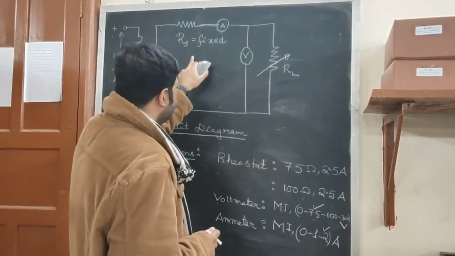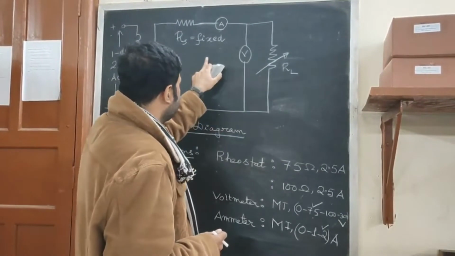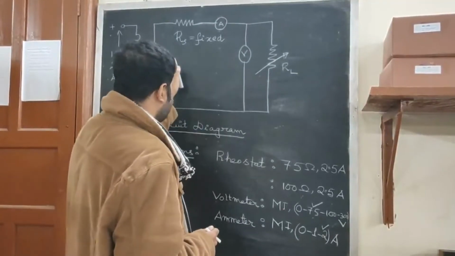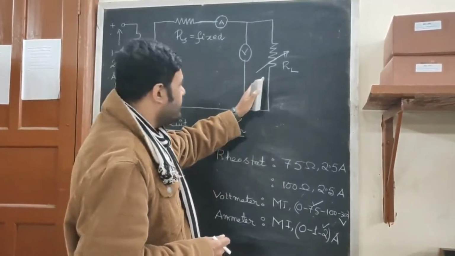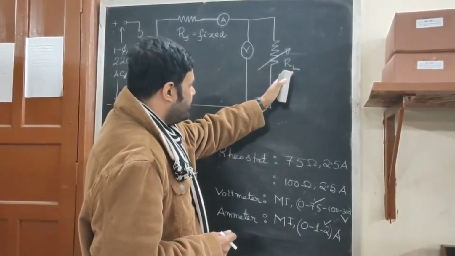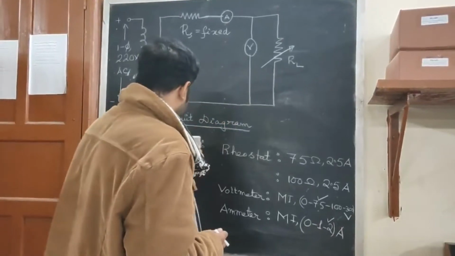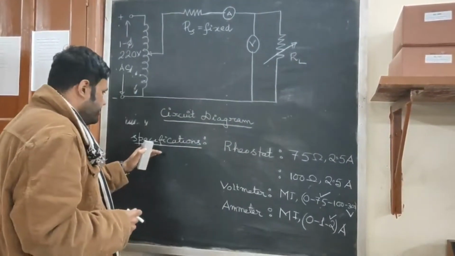Our objective is to determine the value of RL, the load resistance, for which the transfer of power from the source to the load will be maximum. The theoretical coverage of this is probably already done in your class, so we are going to talk about the experimental part of this experiment.